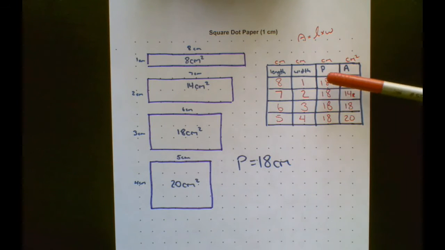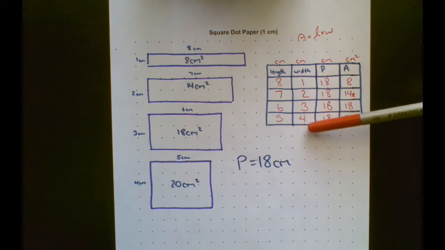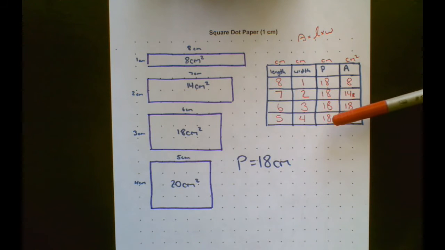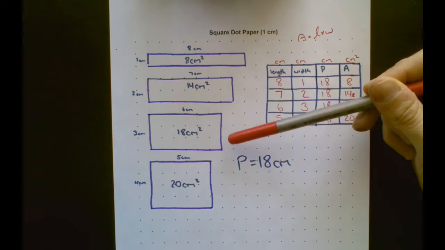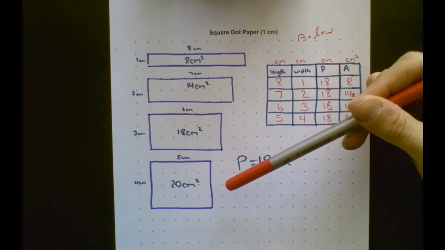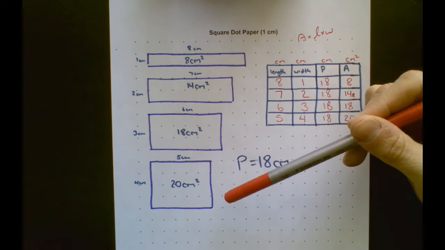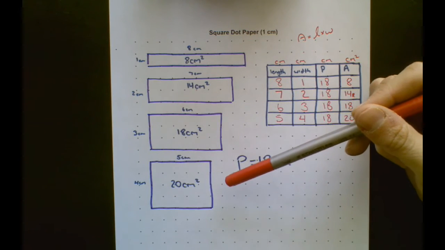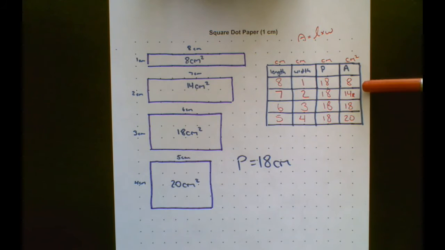I have a chart here showing that. So we've got lengths, we've got our widths, and we have our perimeters. Perimeter stays the same at 18. But despite having that same measurement, they all look different. They're still rectangles. They just have a different structure to them. What that ends up changing is the area.